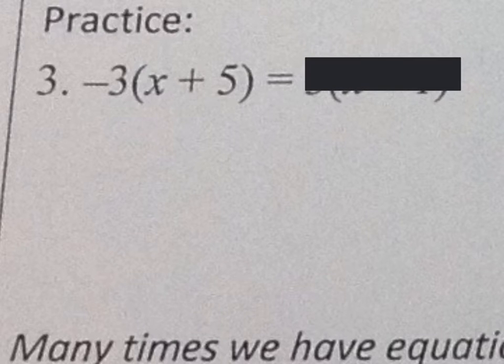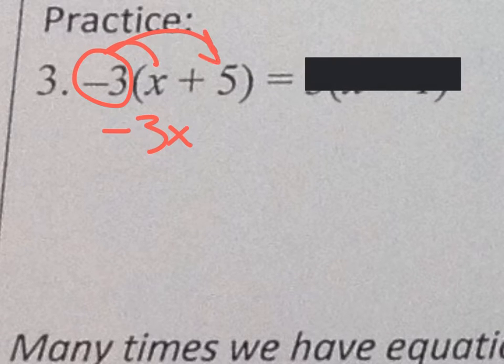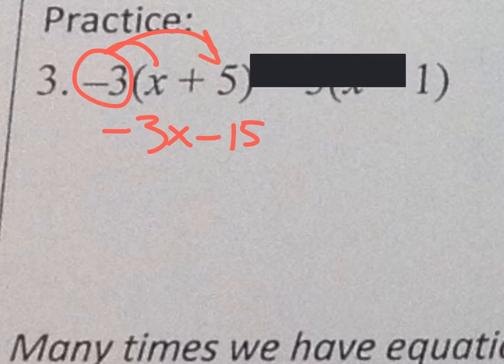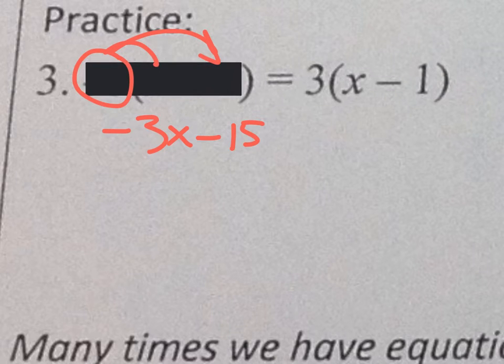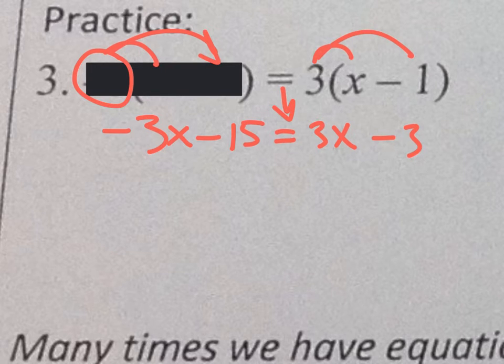So let's just do one side at a time. So looking at the left side, I'm going to distribute negative 3 times x, that's negative 3x. Negative 3 times positive 5, that's a negative 15. And there's nothing else to do there. So now I'm going to move this over and ignore the left side and just focus in on the right side and distribute 3 times x, that's 3x. 3 times negative 1, that's negative 3. And I'm going to bring down the equal sign. And now I have a simplified equation.